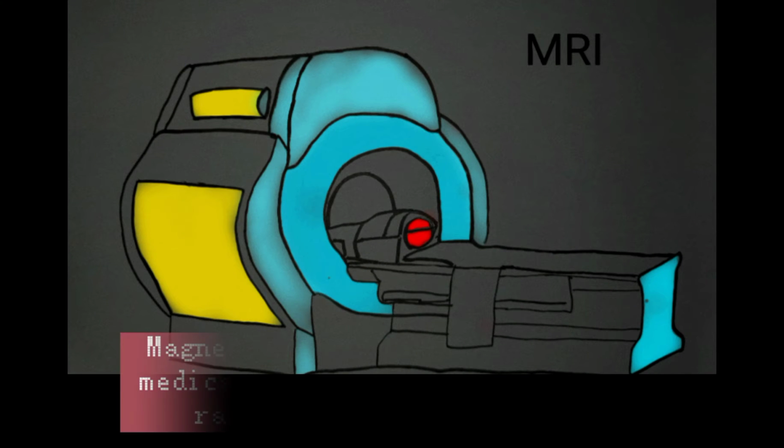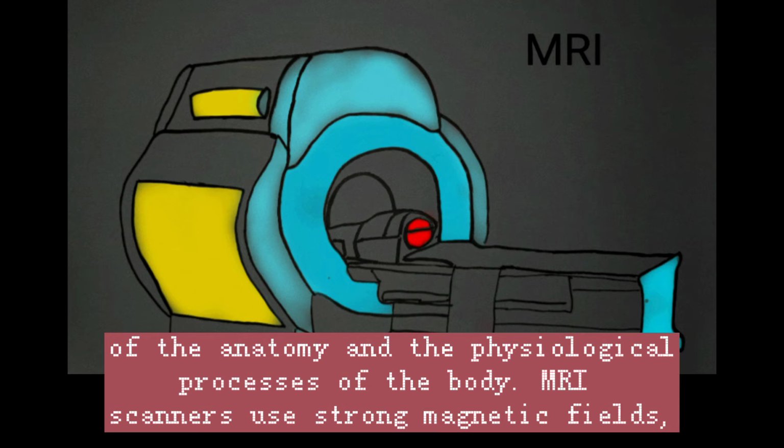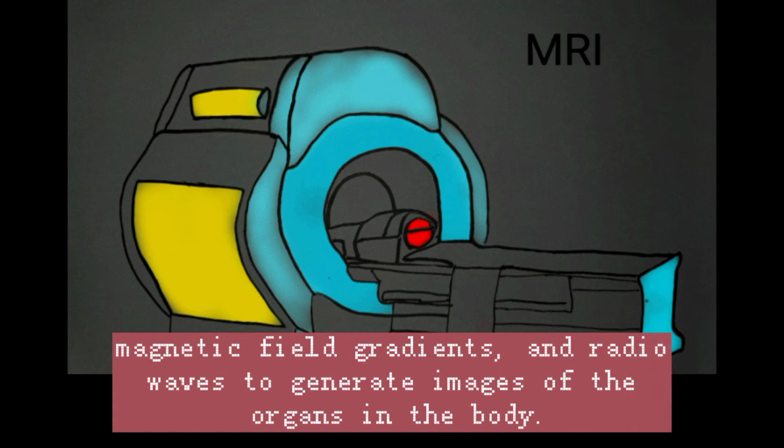MRI machine. Magnetic resonance imaging is a medical imaging technique used in radiology to form pictures of the anatomy and the physiological process of the body. MRI scanners use strong magnetic fields, magnetic field gradients, and radio waves to generate images of the organs in the body.